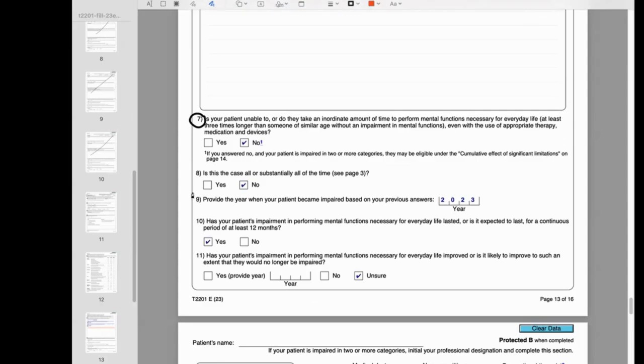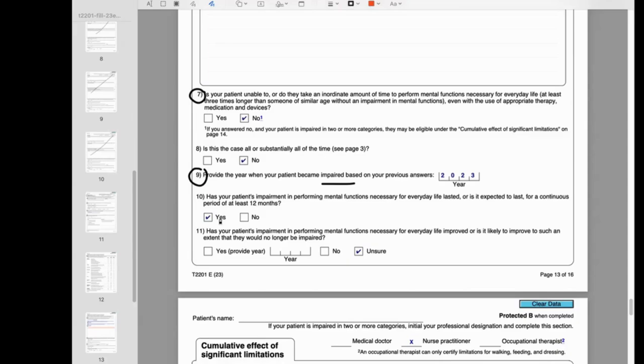And we do our best to provide the year when the impairment started, so estimating around 2023. Are they expected to last more than 12 months? Could be yes or no. And again, is the impairment likely to improve? You could say yes for sure if it's kind of an intermittent, acute situation. No if it's a significant, prolonged mental health impairment, or unsure.